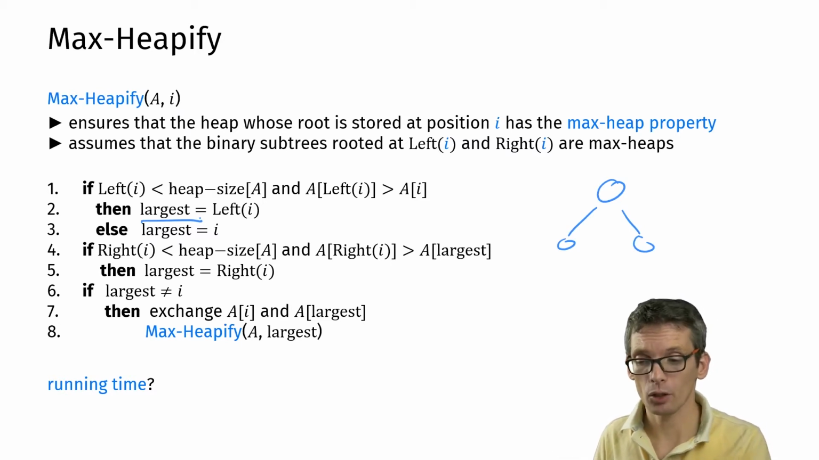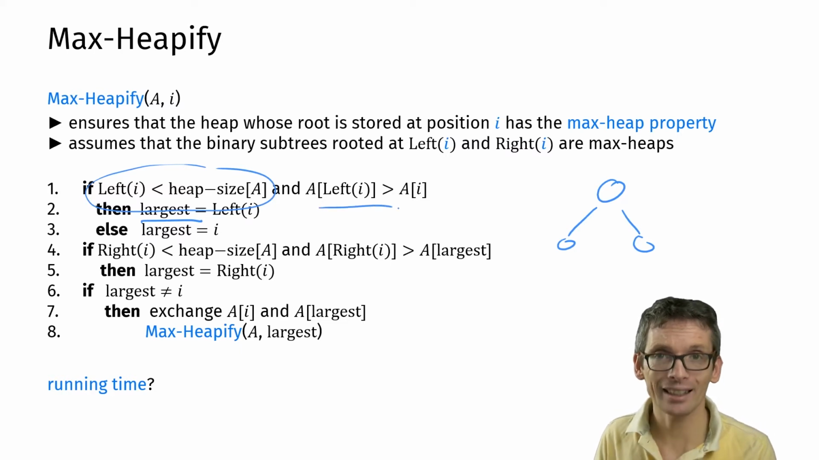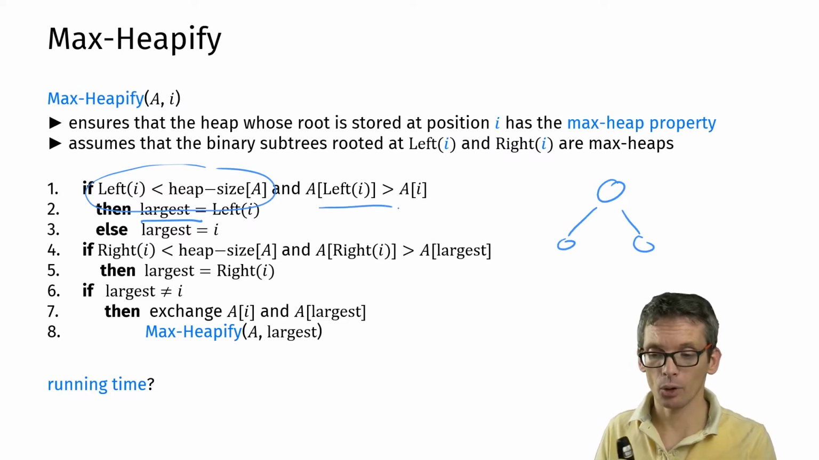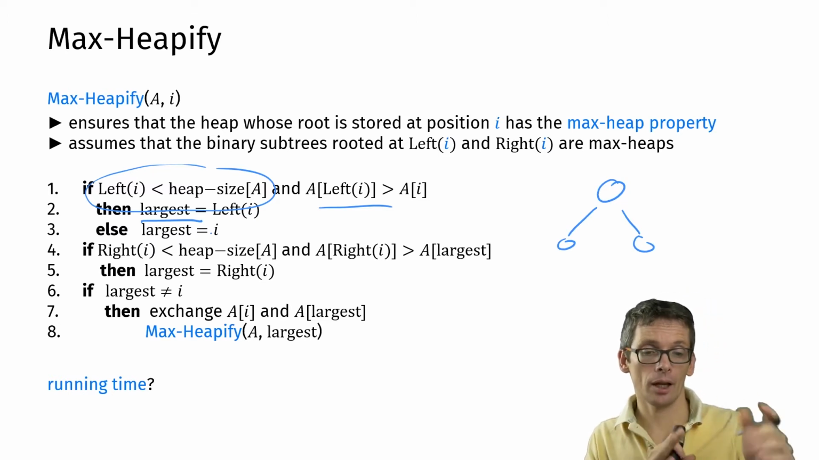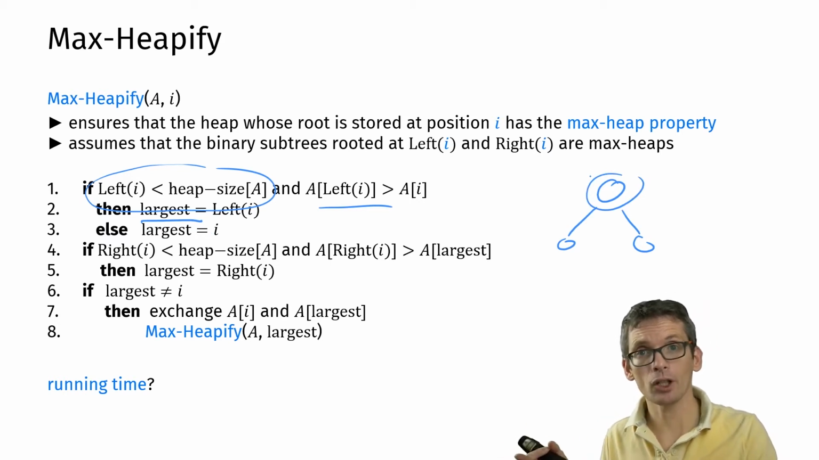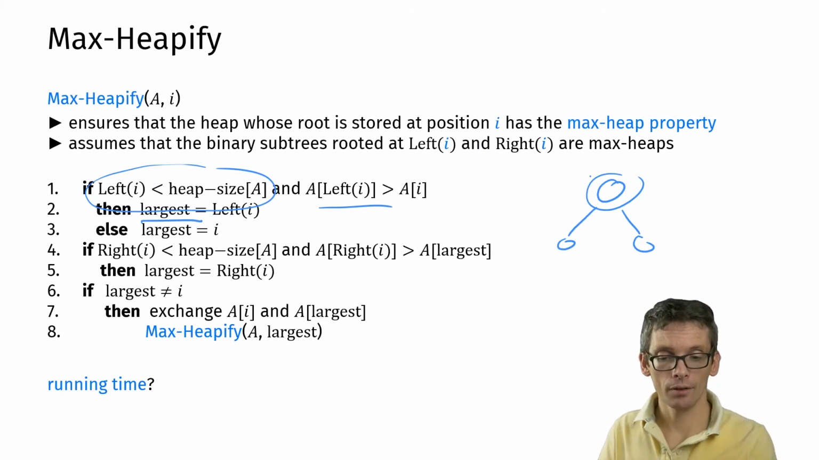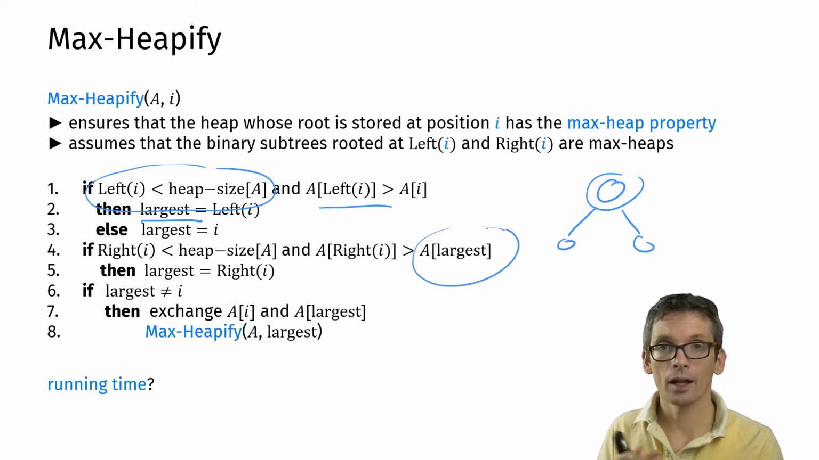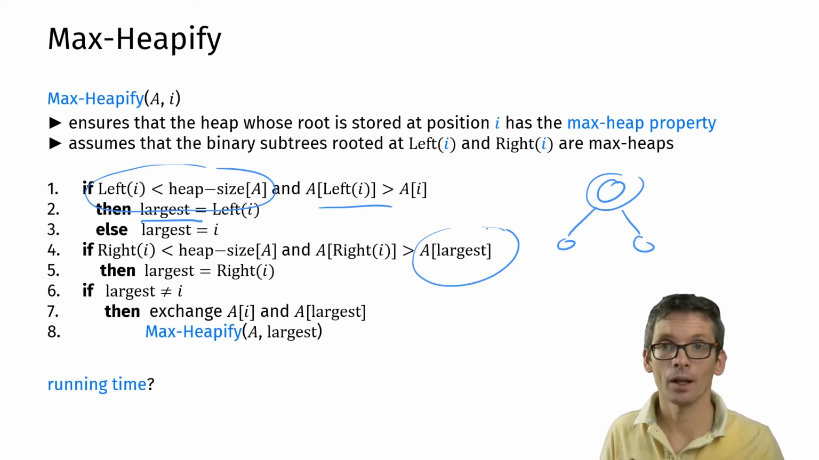So first I need to check, is there a left child? If there is a left child and it has a larger key, I'm going to set largest to the index of that node, so to left I. Otherwise I keep it at simply I itself. Then I do the same with the right child. Is there a right child? Does it have an even larger key than the current largest? If so, I'm going to set largest to the position of the right child, so right I.